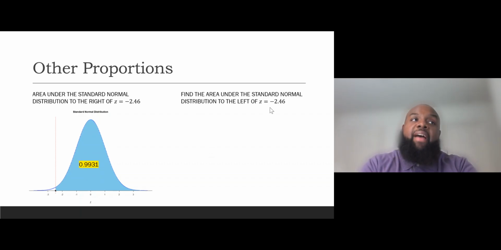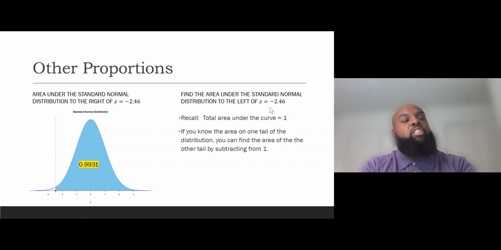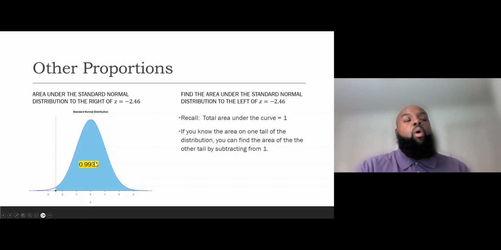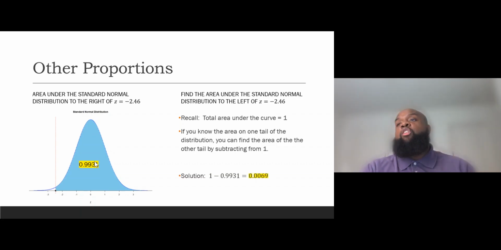And the reason why we can find this value is that the total area under that curve is equal to 1. And so if I wanted to find the area to the left of negative 2.46, that's this area here under the curve that's not shaded. That's all of the area that's left, right, besides the shaded area. So if I wanted to find that value, all I have to do is subtract 0.9931 from 1, and I get that that value will be approximately 0.0069. All right, so you can use that information to help you answer questions as well.